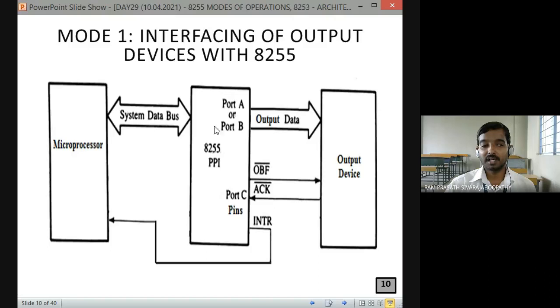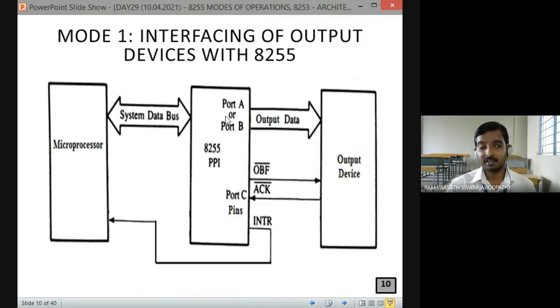Processor la irundhu oru data port A receive panniruku, correct? Fine. In turn, 8255 enna pannudhu? It is indicating the output device that I have a data from port A. I have a data from microprocessor in port A. Correct? Yes or no?